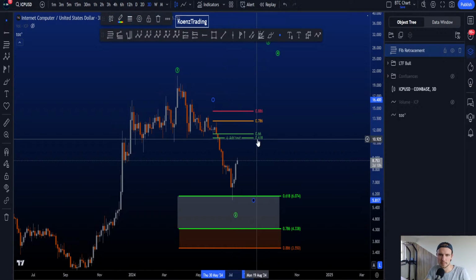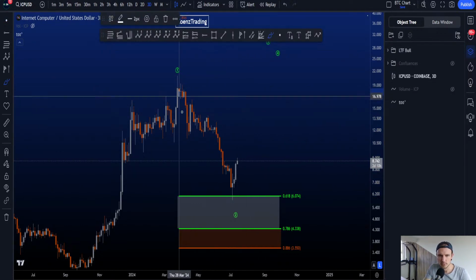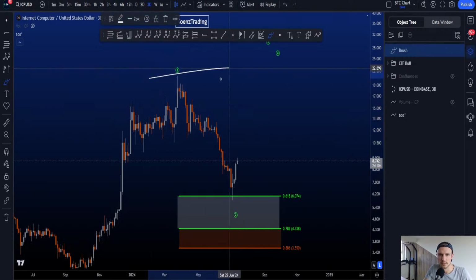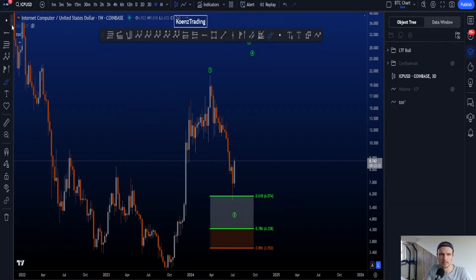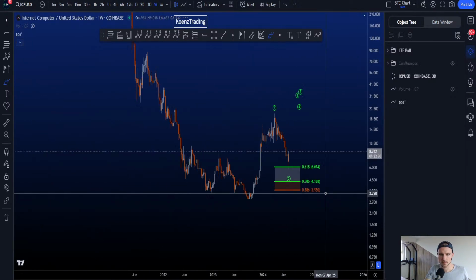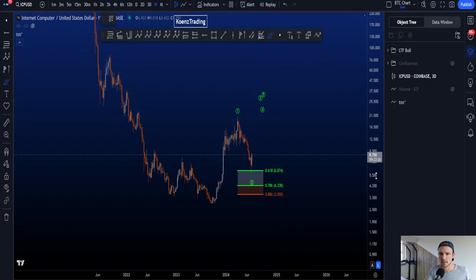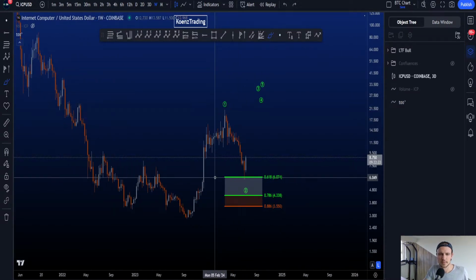If price can move up and hit the 618, which is pretty much the low of this range, that's when it really increases probabilities for a three-wave structure, right? And take the high. But zooming out to the weekly, the probabilities remain higher here on ICP to still look for the high.